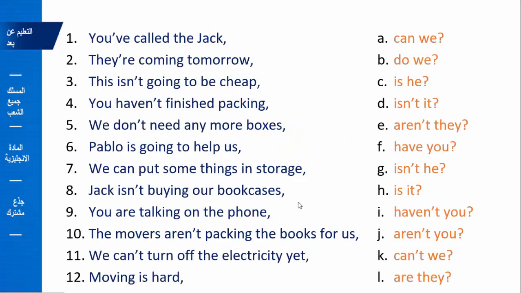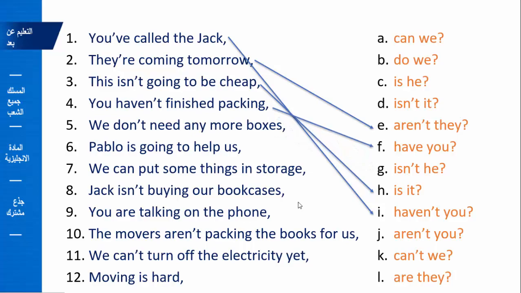Practice. So we will match the sentences with their question tags. First one: you've called the Jack, the Jack that we know, haven't you? Okay, you have, haven't you? They are coming tomorrow, aren't they? So they are and aren't. This isn't going to be cheap, is it? You haven't finished packing, have you? We don't need any more boxes, do we? So we don't, do we.